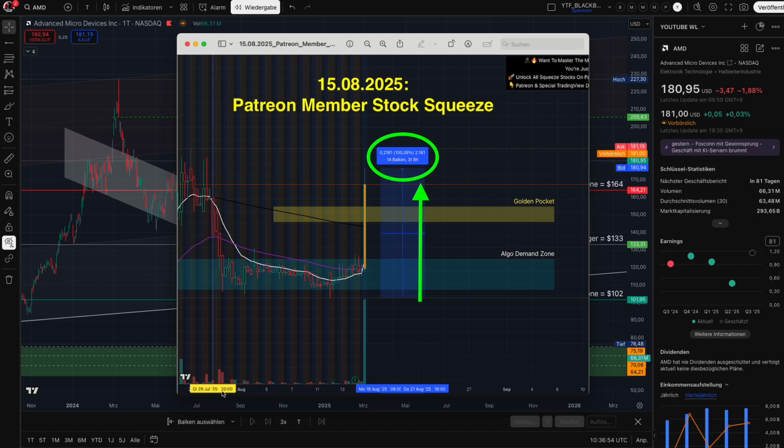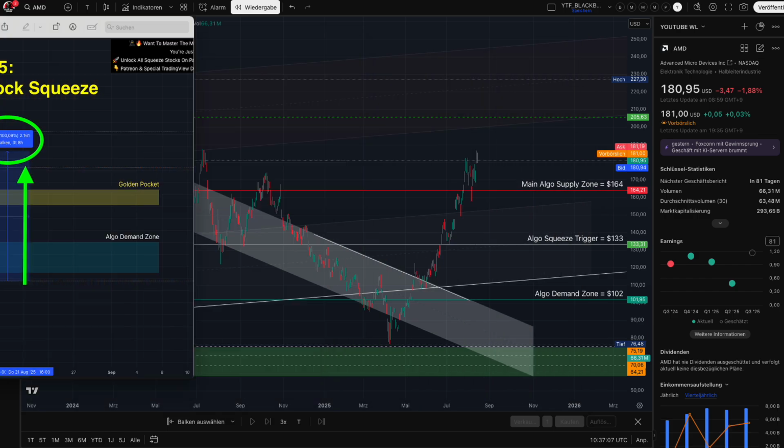Yeah, I posted that already here by the end of July. It traded sideways in our algo demand zone, guys, and then here one shakeout attempt, but just a candle wick, and then we have now, while I'm recording this video, a 130% squeeze.